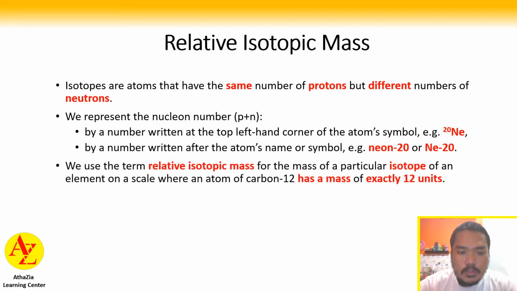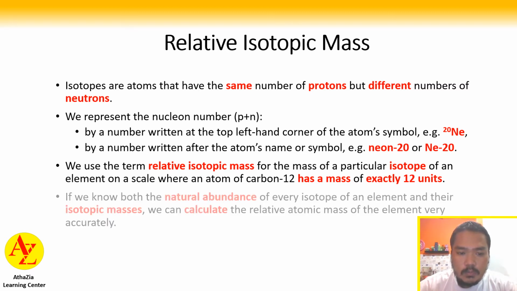We use the term relative isotopic mass for the mass of a particular isotope of an element on a scale where an atom of carbon-12 has a mass of exactly 12 units. We still use carbon-12 as the standard to determine the relative mass of this isotope.